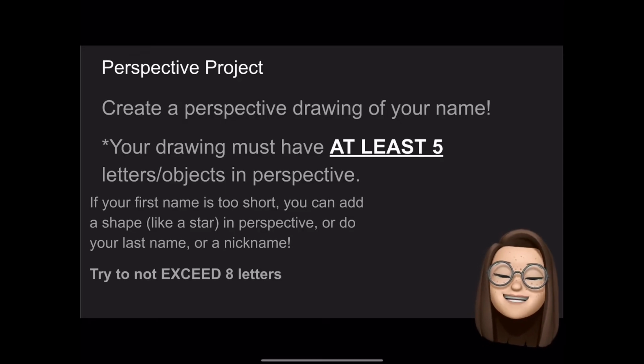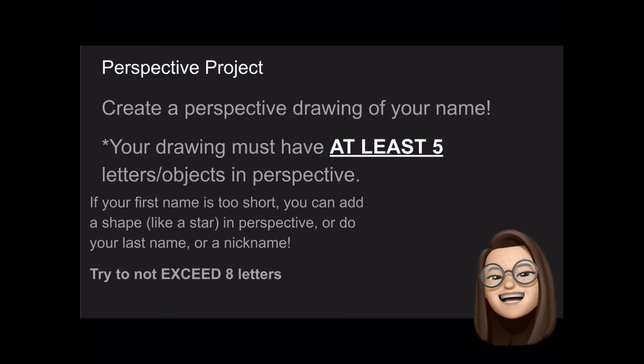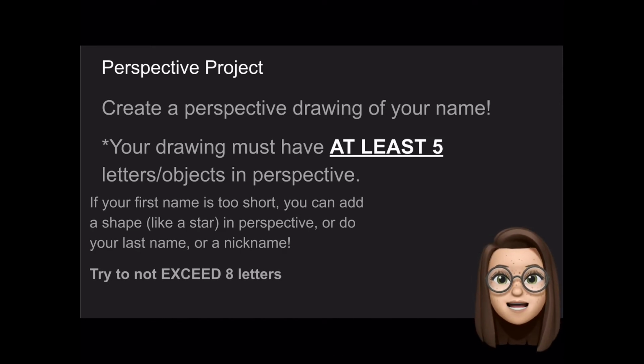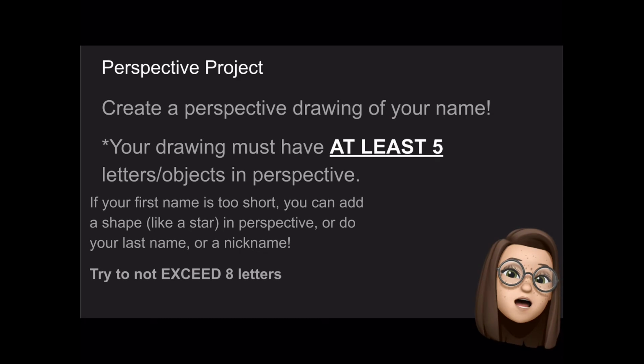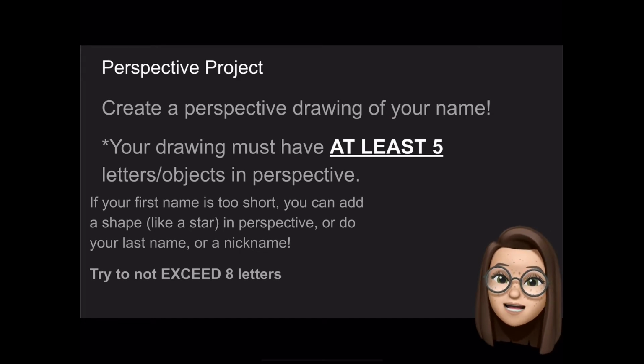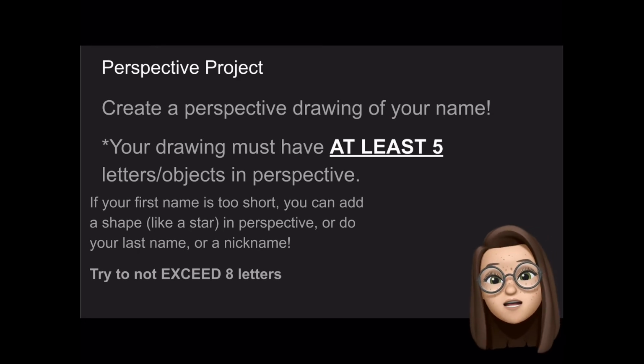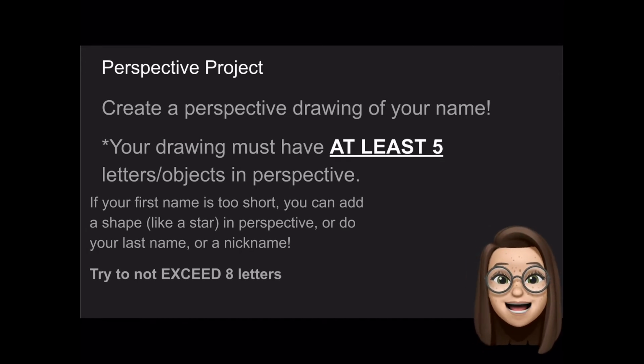Now let's get into your perspective project requirements. You have to create a perspective drawing of your name. It could be a nickname, it could be your last name, middle name, anything that meets those requirements. Your drawing must have at least 5 letters or objects in perspective. What I mean by objects is that you can draw stars in perspective to fulfill your requirements, or things like an exclamation point or something like that.